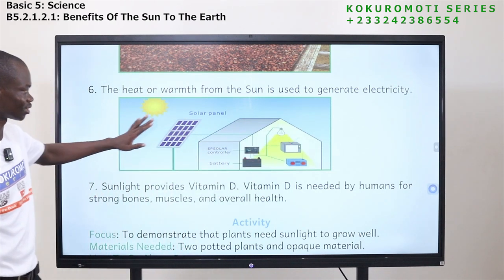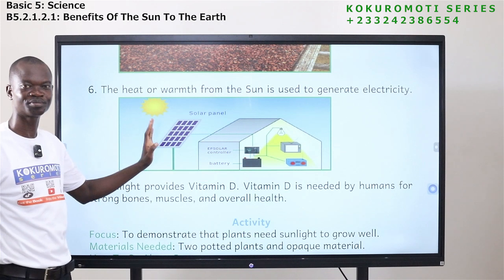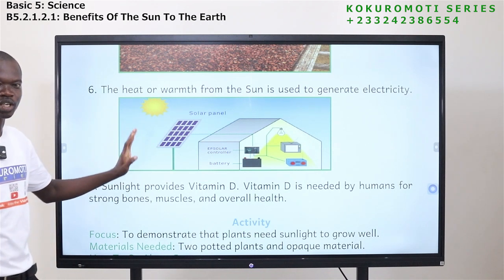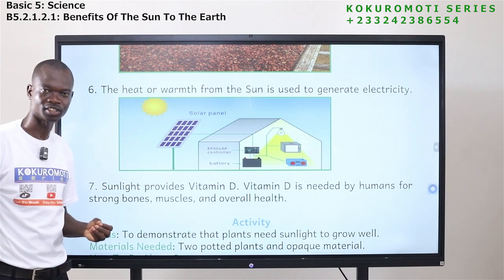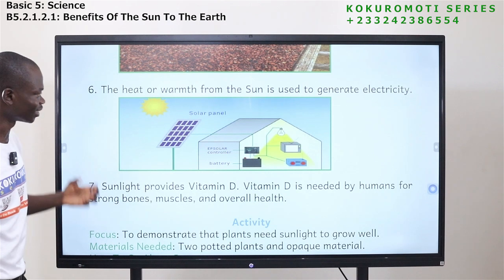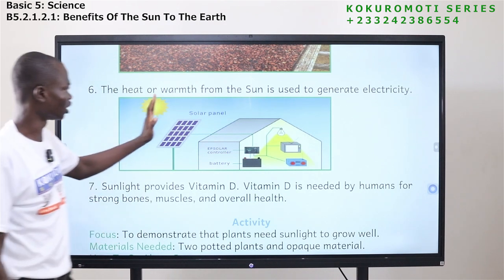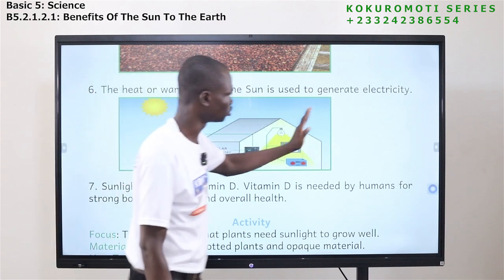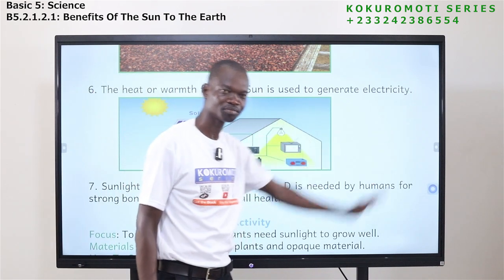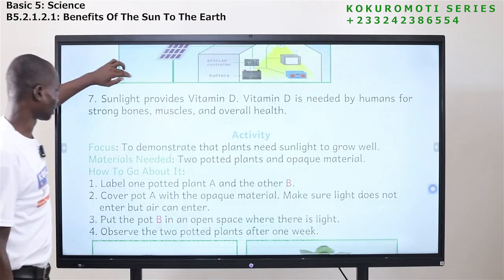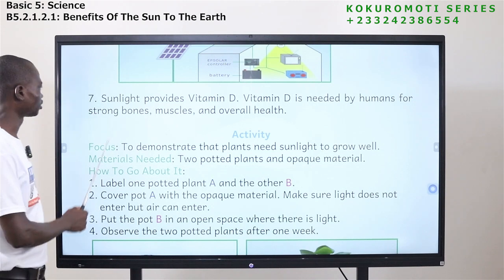So this is something that is coming, and it's a way of what? Saving energy. It's a way of what? Saving energy. Okay, so we are saying that the heat or the warmth from the sun is used to generate electricity. Okay. Now the next one, 7.